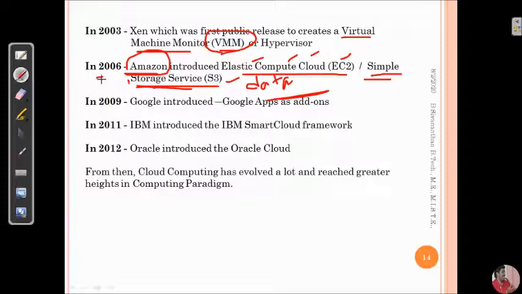So in 2006, Amazon introduced two sets of services: EC2, which means Elastic Compute Cloud, and S3, which means Simple Storage Service.